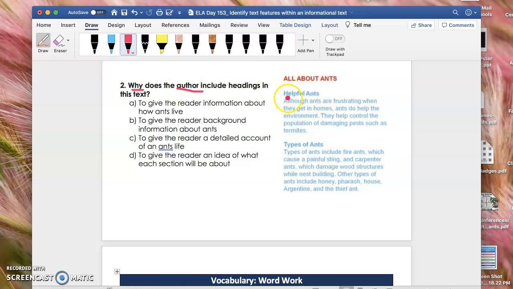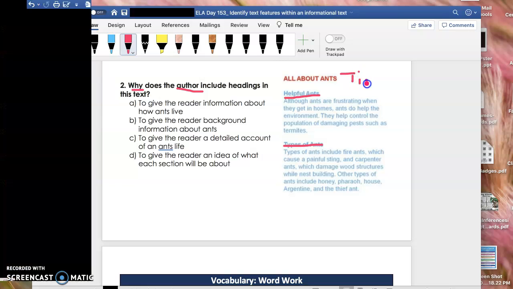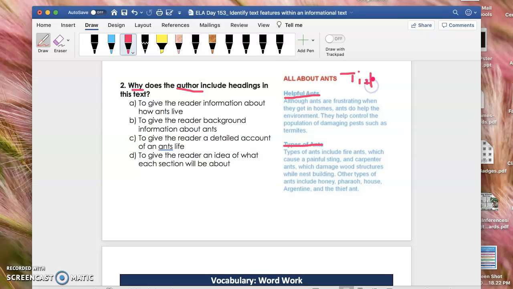Okay, next. This is a why question: why does the author include the headings in this text? So here are the headings. We have helpful ants and we have types of ants. This is not a heading. Sorry, y'all. This is the title. It's not the heading. Okay, so don't get confused.